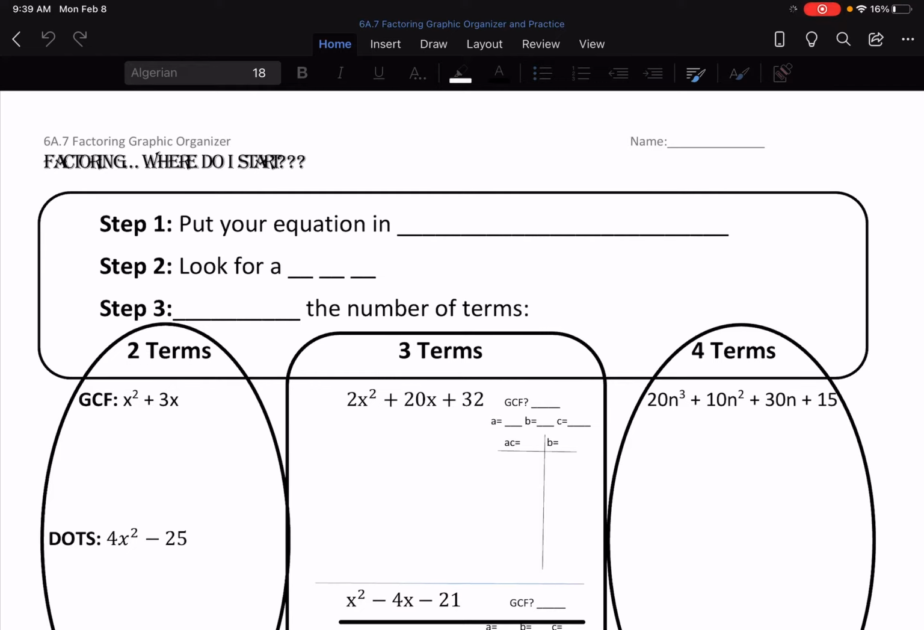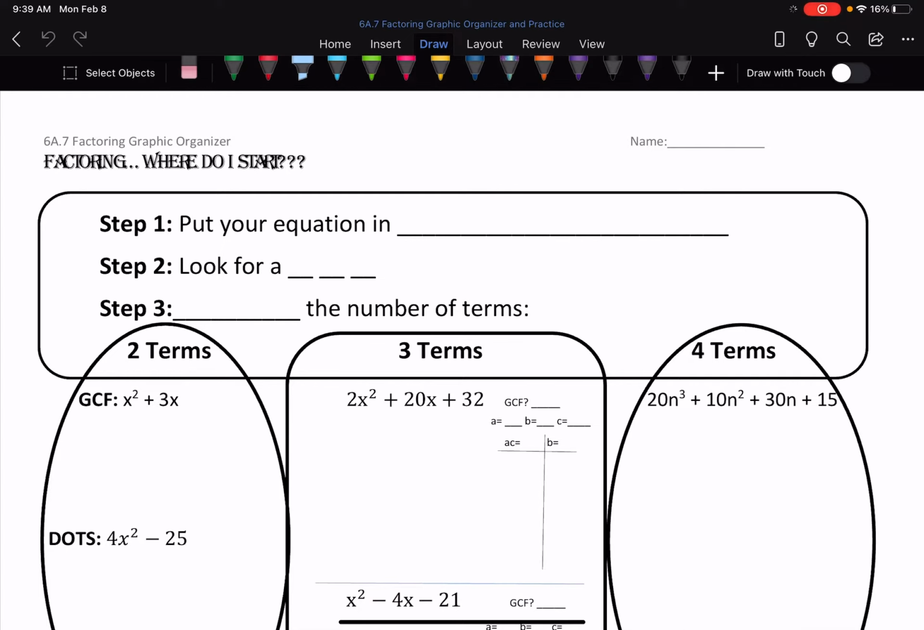So we're just going to be looking at the graphic organizer as a class, and then I'm going to let you guys work on the practice. The practice answer key is posted in case you want to go back and look to see what you did right, what you did wrong, and figure out what you're doing. But we're just going to do an overview of factoring because that's what we've been focusing on in Unit 6A.